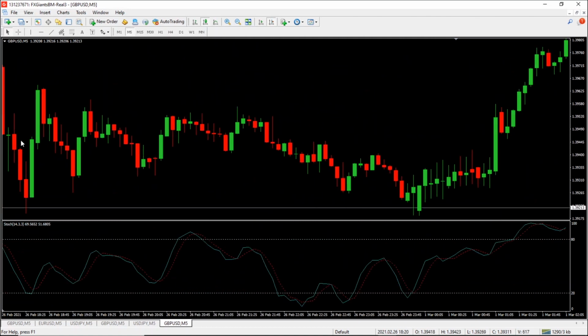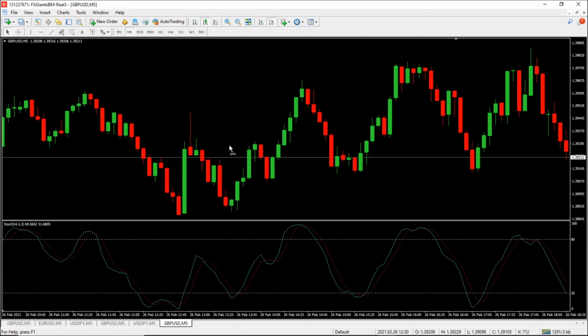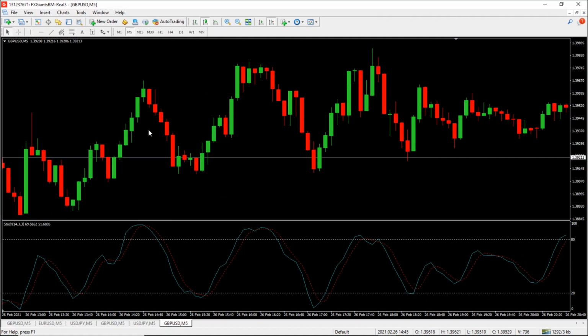And how do you spot divergence in the market? Just look out. Okay, this is one. So look at the market here. It's creating a higher high, but stochastic is creating a lower high. So this is how to spot a divergence: when the price is creating a higher high, whereas stochastic is creating a lower high.